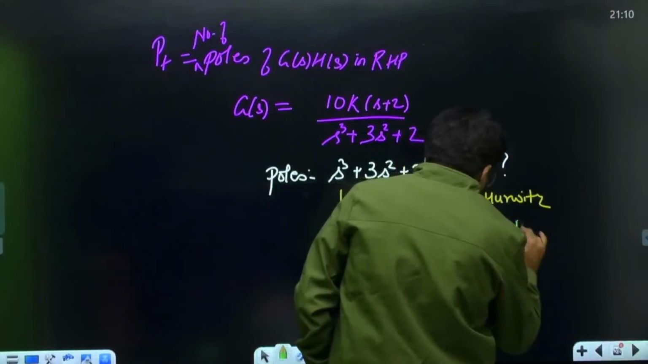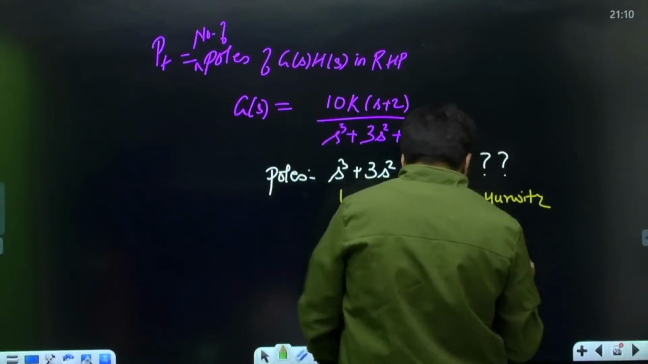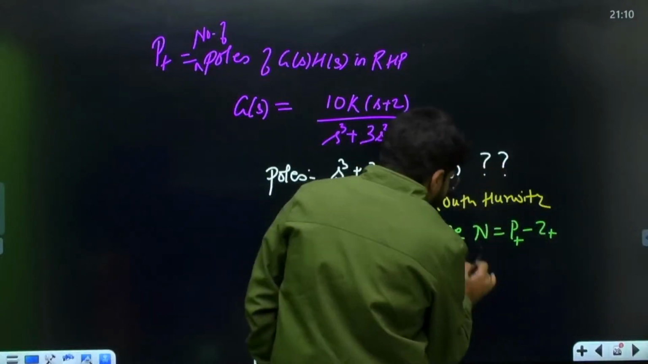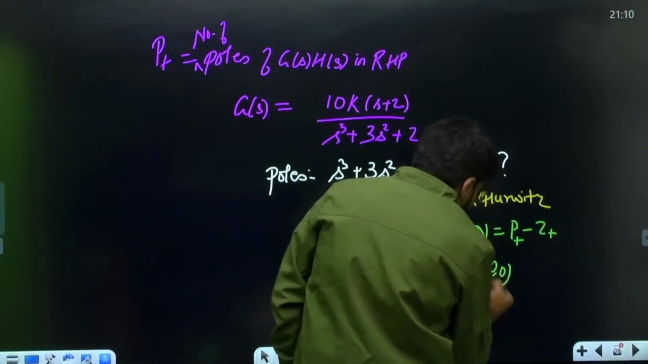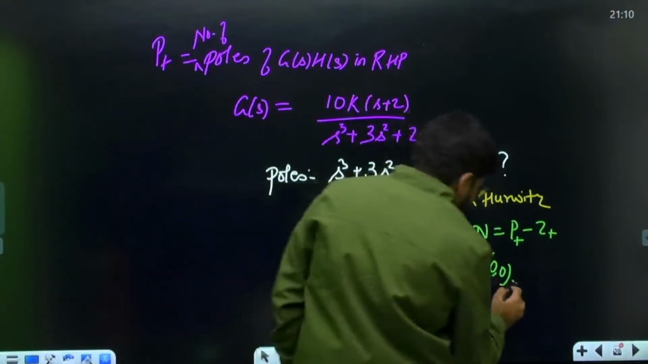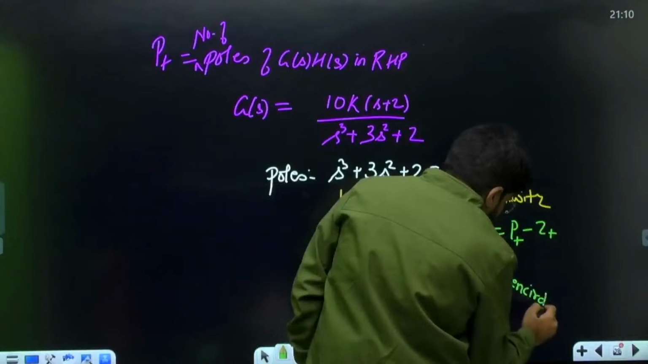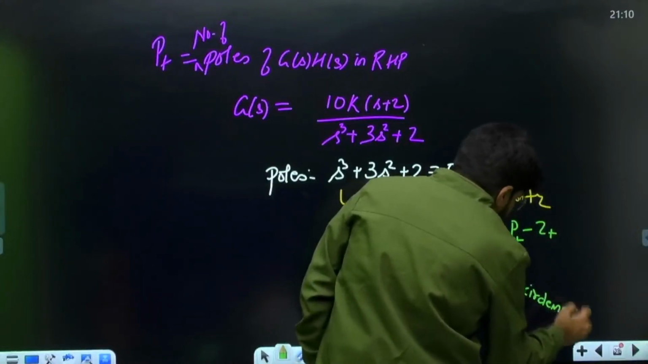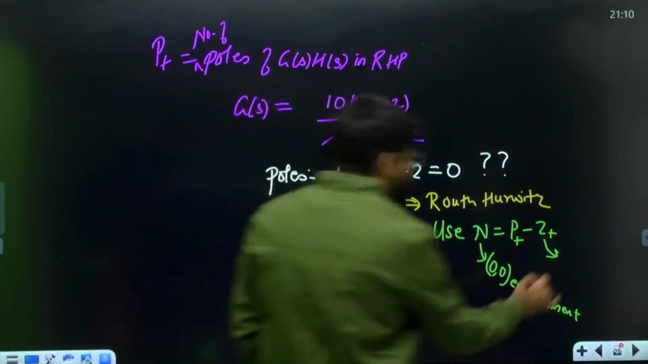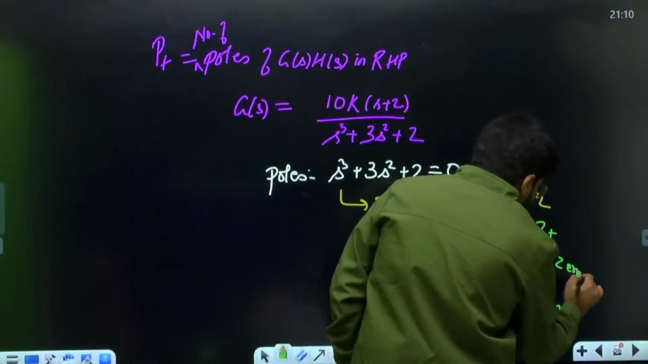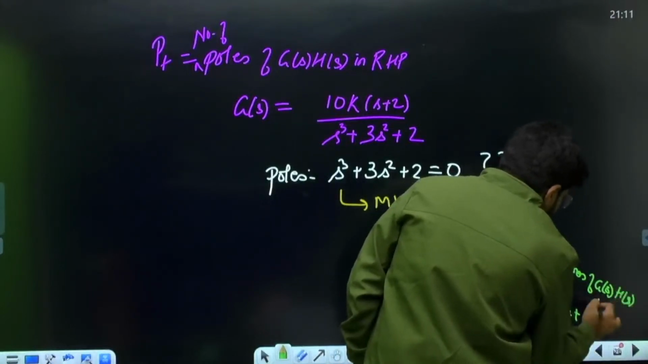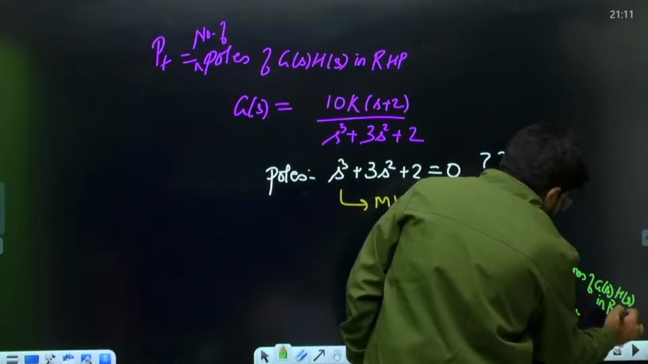Again use the formula n equal to P minus Z, where n will be 0, using the 0, 0 encirclement. And whenever you are taking the 0, 0 encirclement, then Z plus is the zeros of GSHS in the RHP.